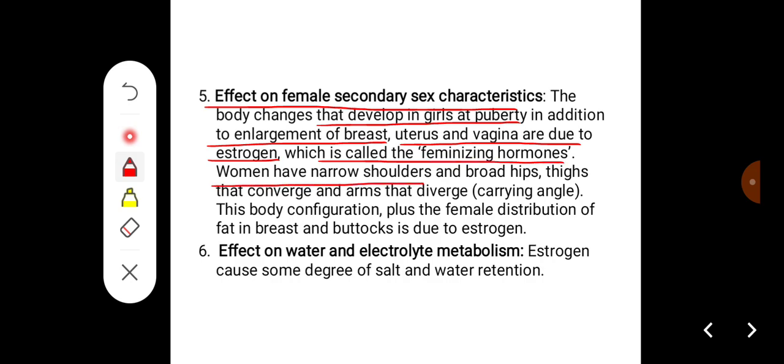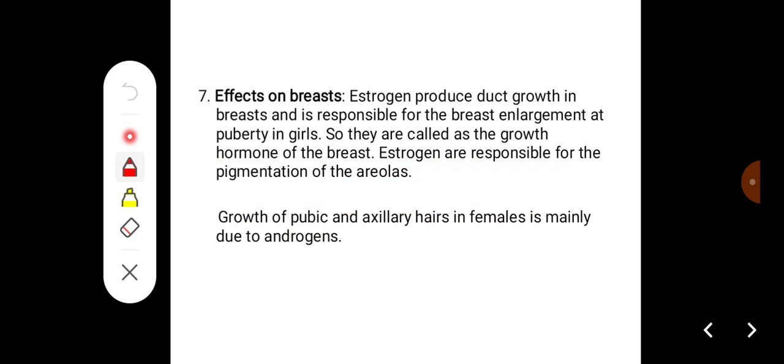Women have narrow shoulders and broad hips, thighs that converge, and arms that diverge, that is, carrying angle. So this body configuration, plus the female distribution of fat in breast and buttocks, is due to estrogen. The effect on water and electrolyte metabolism: estrogen causes some degree of salt and water retention.